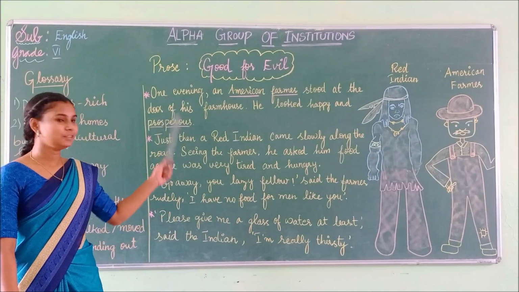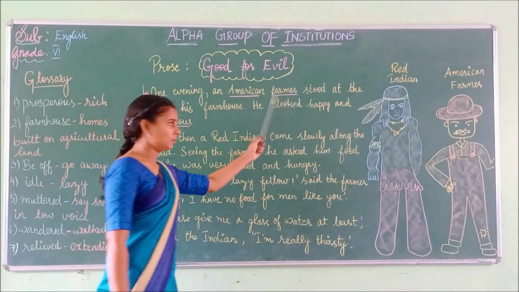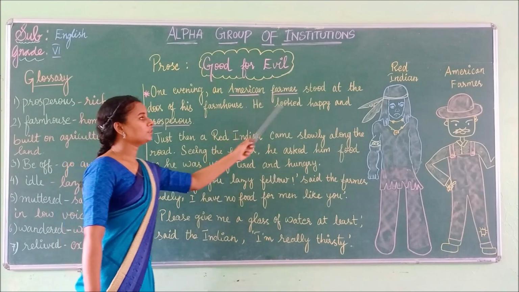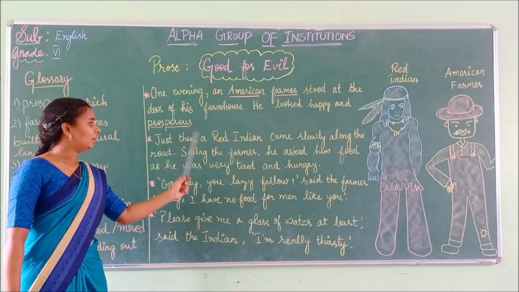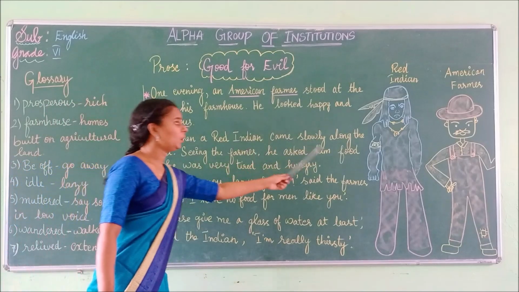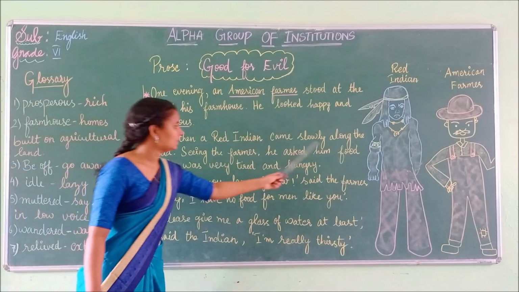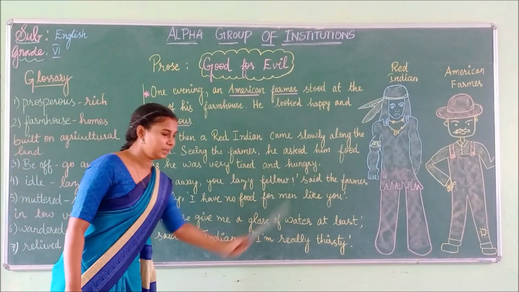Okay children, we shall read it once. One evening, an American farmer stood at the door of his farmhouse. He looked happy and prosperous. Just then, a Red Indian came slowly along the road. Seeing the farmer, he asked him for food as he was very tired and hungry.